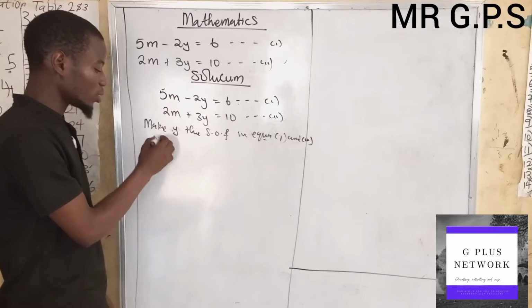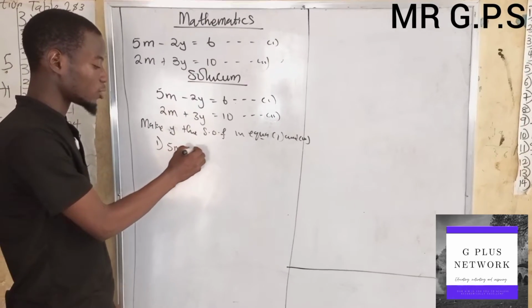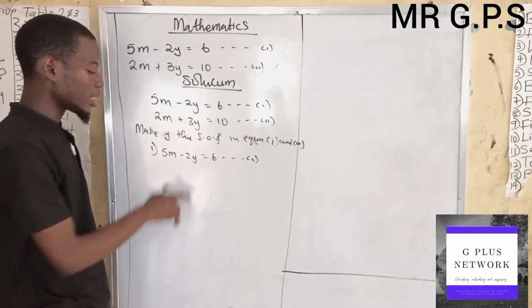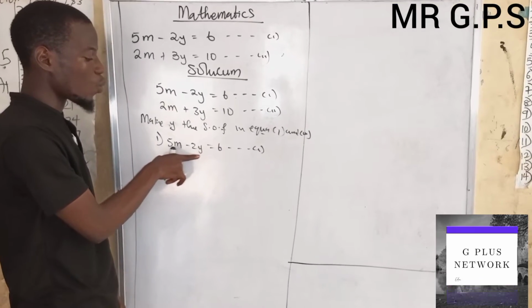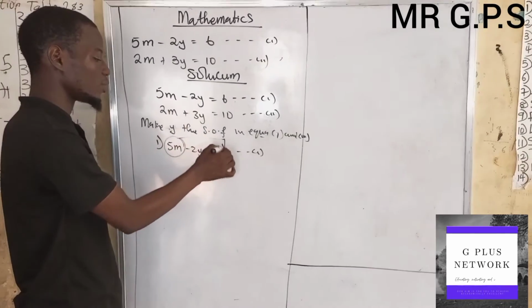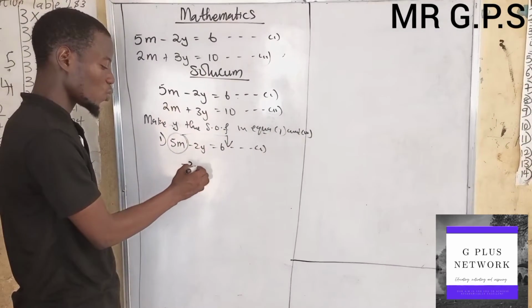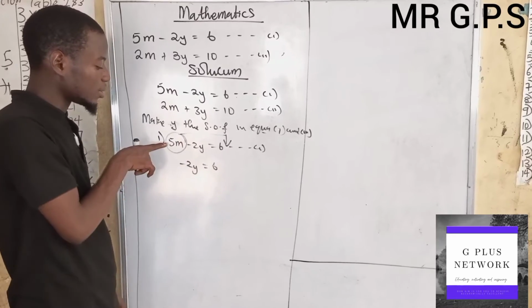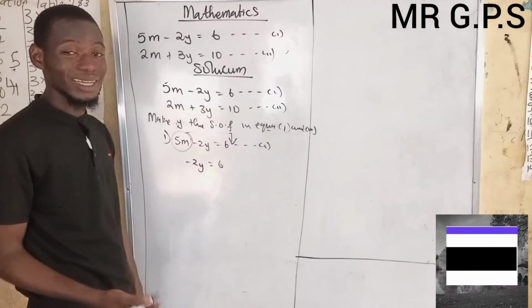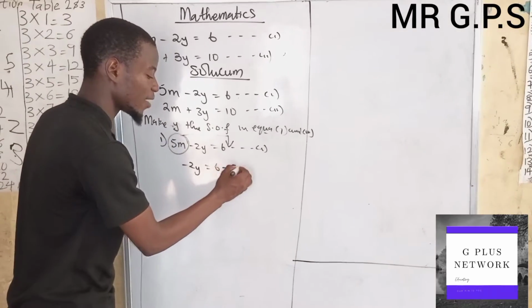The first one says 5m minus 2y equals 6, equation 1. So we are making y the subject of the formula now. We want to make y stand alone. This is the first hindrance. Carry it to the other side. It becomes minus 2y equals 6. Now this has a positive sign here. Carrying it to the other side becomes a negative one, so it becomes minus 5m.